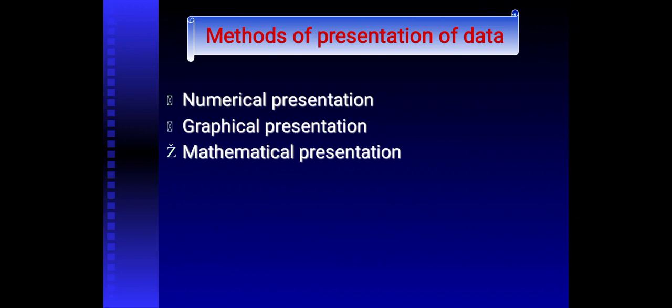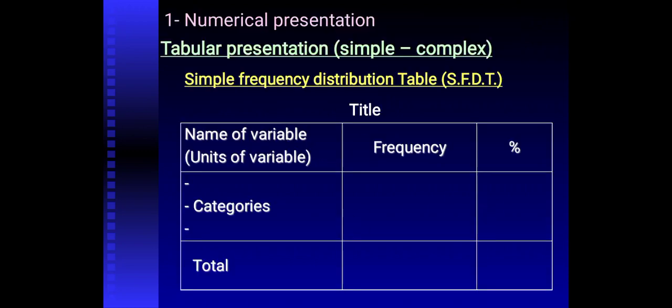Next, methods of presentation of data. The data is presented in the form of numerical presentation, graphical presentation, or mathematical presentation. What is numerical presentation? If the data is presented in the form of a tabular column, it is called a numerical presentation. A simple frequency distribution table is an example of numerical presentation.